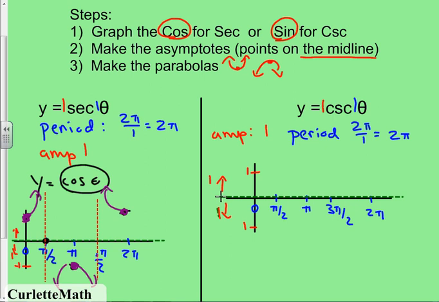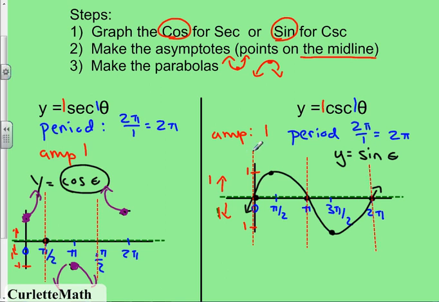Now, this time, I need to graph y equals the sine theta. So sine starts at our midline, goes top amplitude, midline, bottom amplitude, midline, and I draw in my sine wave. Now again, just like before, wherever my sine meets the midline, I'm going to have vertical asymptotes.